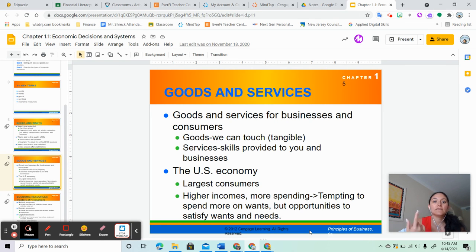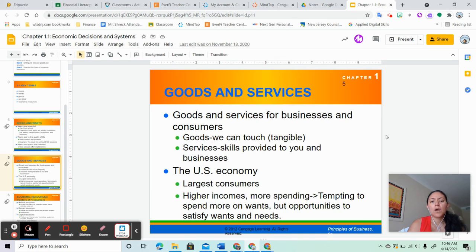So how does that drive the economy? Again, it drives the economy because companies and businesses are able to provide those goods and services to us as the consumers. And that's what drives the U.S. economy, is the businesses creating and providing the goods and the services for us Americans who are the consumers.